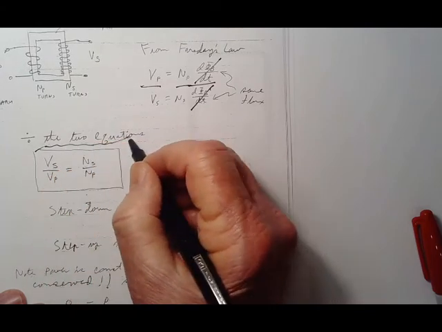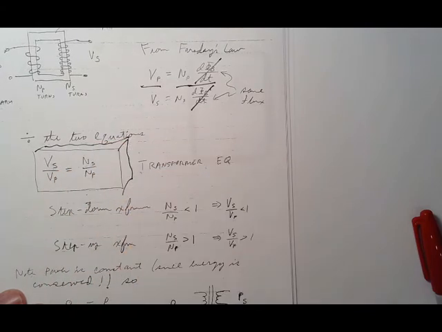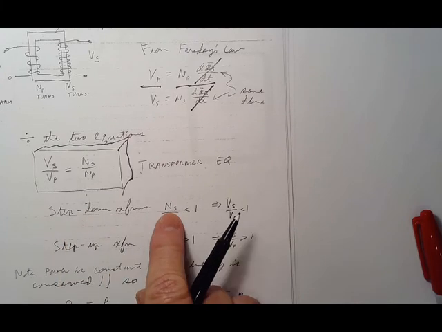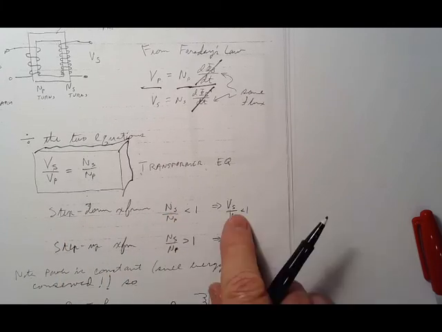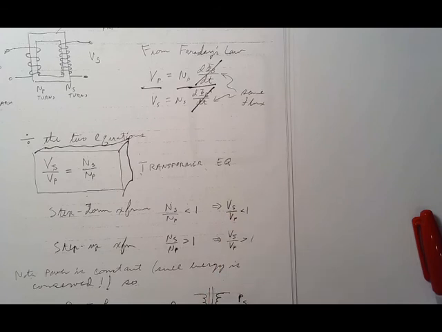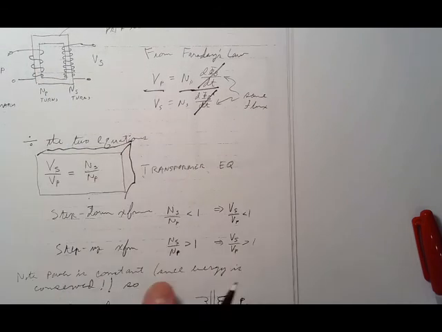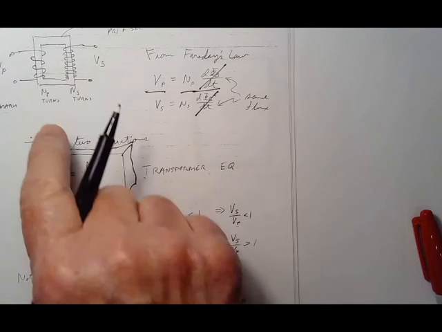This is a bread and butter result. Every MCAT, every GRE will have you work a problem with the transformer equation. It's a step-down transformer if the number of turns in the secondary is less than the number of turns in the primary. That means I have less voltage on the output than on the primary. It's a step-up transformer if I have more turns over here than there, and I get a higher voltage on the secondary than there.